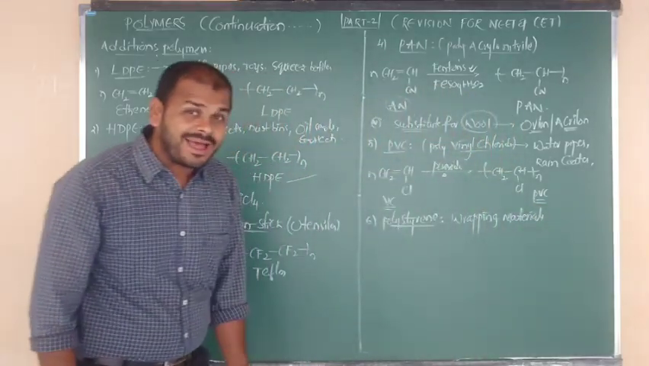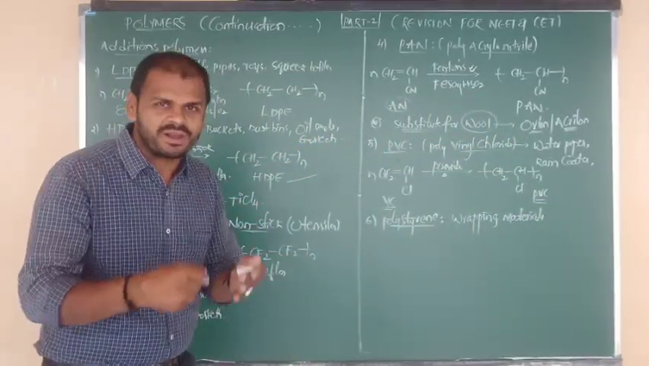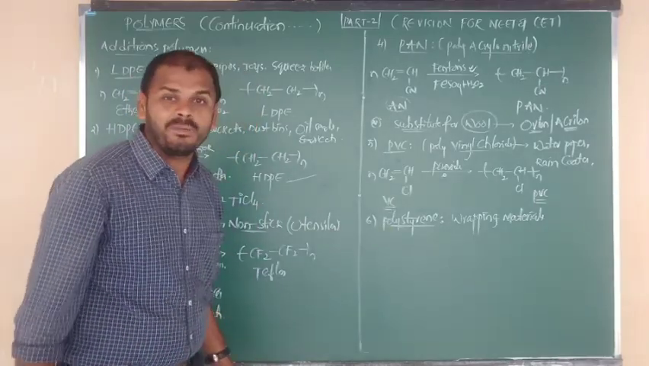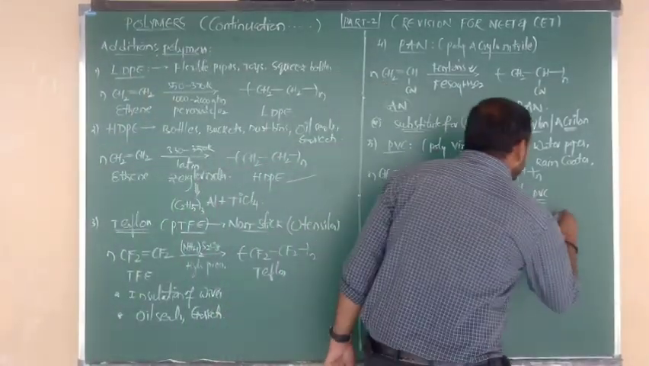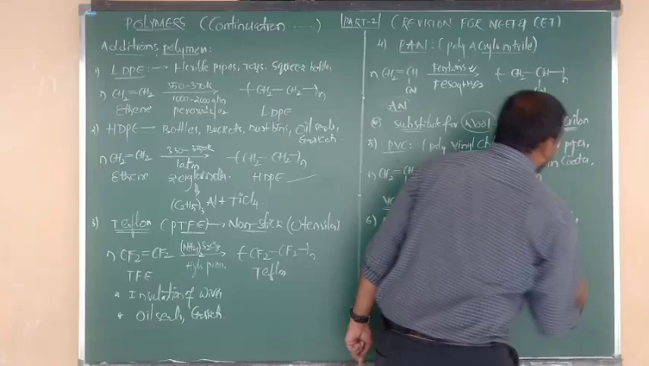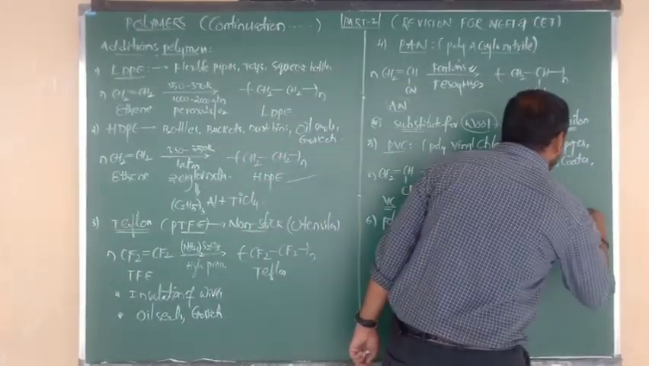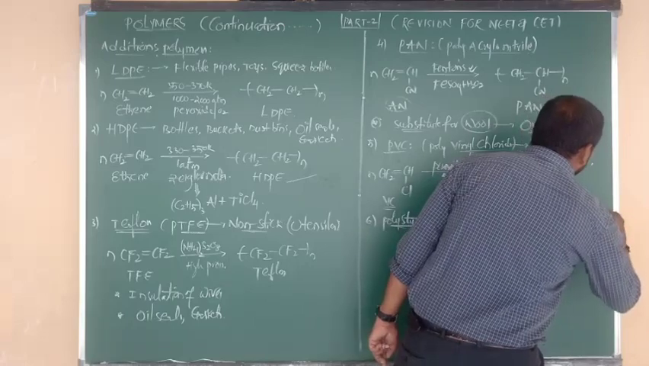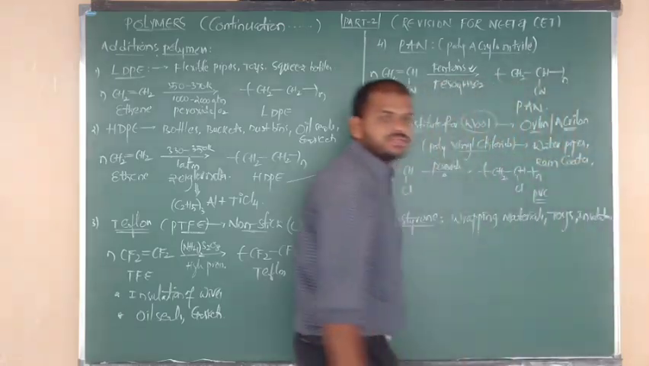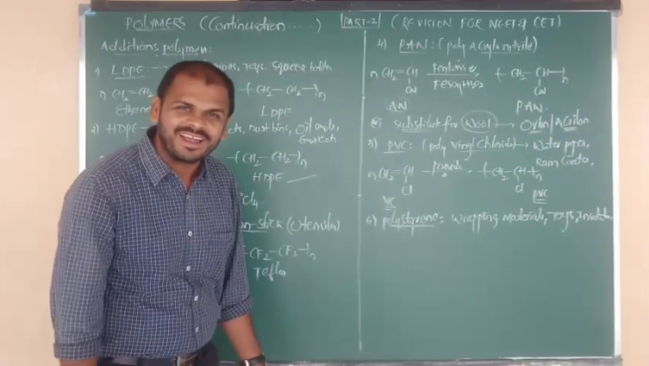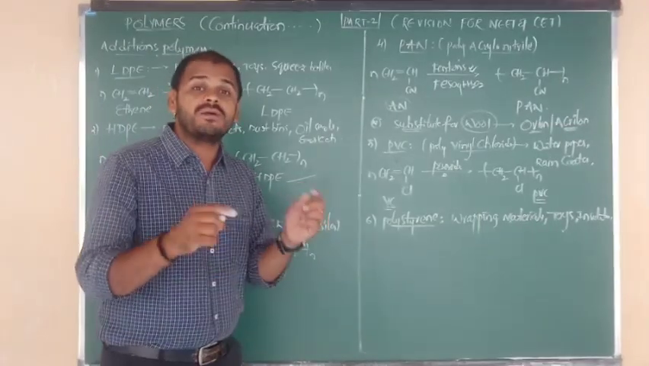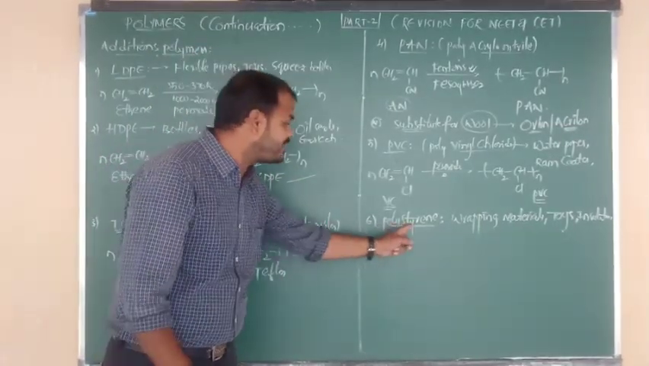Which materials? Wrapping materials, like chocolate covers. They are made with polystyrene. Yes, and also they can be used in making toys. It can be used as an insulator also, for insulation of wires. And also some of the radio and TV cabinets are made with polystyrene.